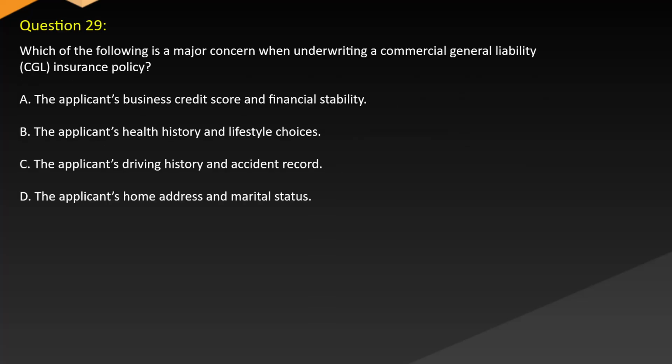Question 29. Which of the following is a major concern when underwriting a commercial general liability (CGL) insurance policy? A. The applicant's business credit score and financial stability. B. The applicant's health history and lifestyle choices. C. The applicant's driving history and accident record. D. The applicant's home address and marital status.